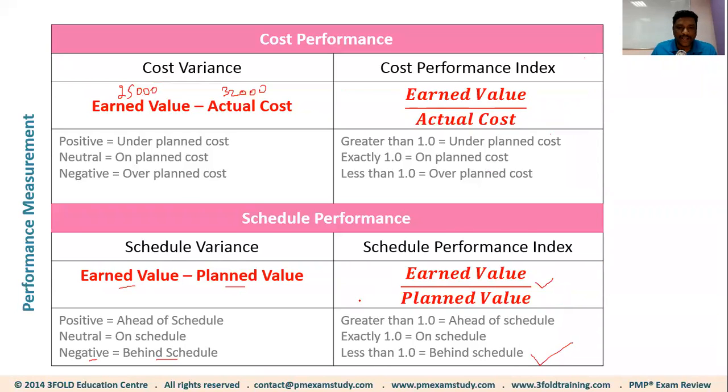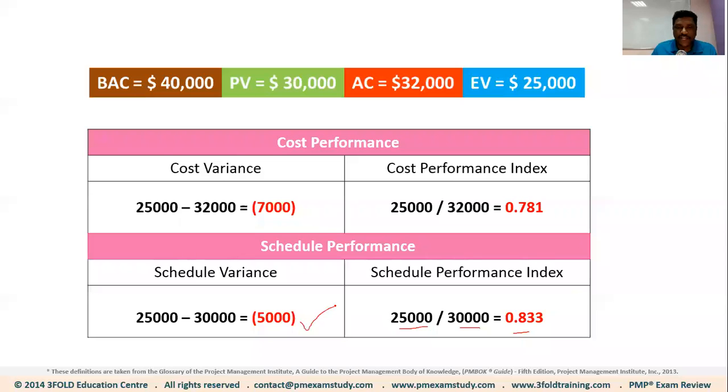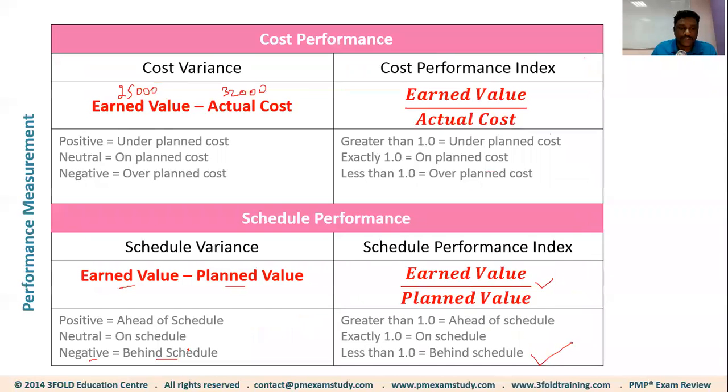Again, here is the point. Don't we know by looking at the schedule variance that we are behind the schedule already? For example, when you have a negative variance, it says behind the schedule, right? Then what is the relevance of finding SPI? SPI can be used for forecasting purposes again. One important thing about SPI, like we quantify CPI, we cannot quantify SPI.